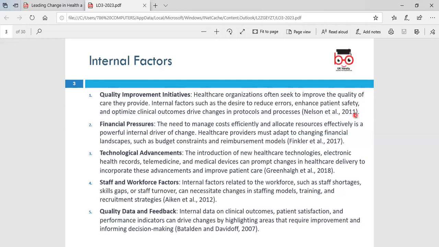Technological advancements. So obviously, people are attracted towards technology.